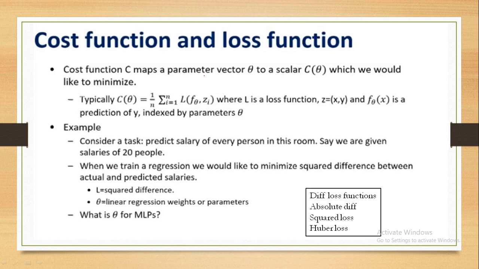Okay, what is the actual value? What is the predicted value? Just take the difference of that. That's actually the absolute difference. What about square? Yi minus ti whole square, otherwise ti minus yi whole square. That's the square loss.